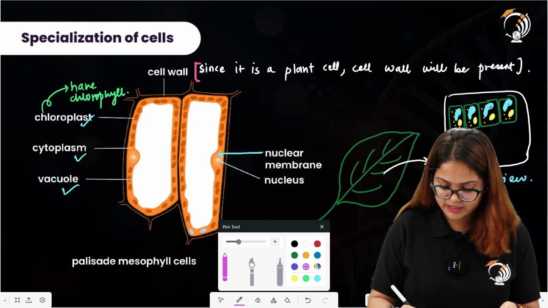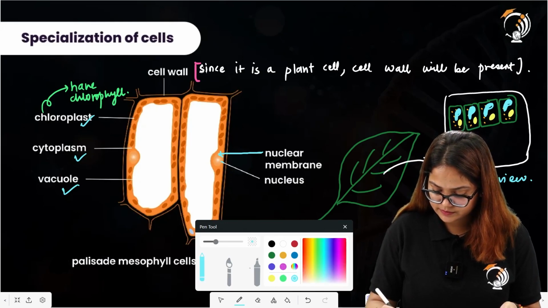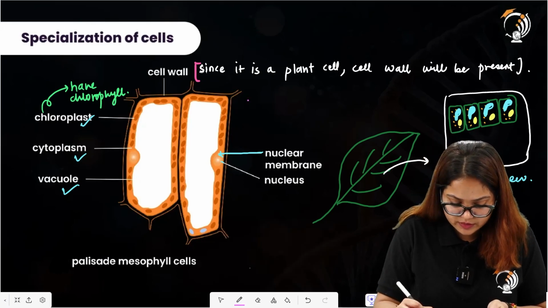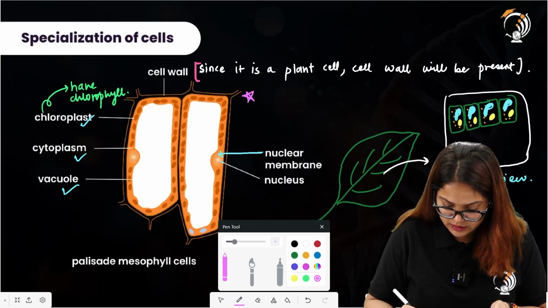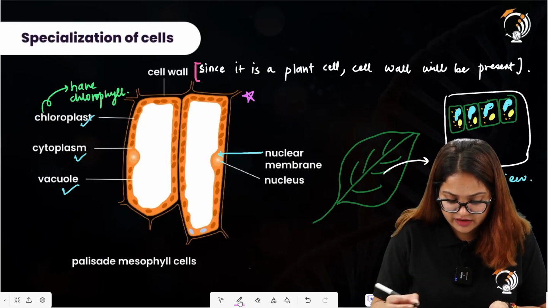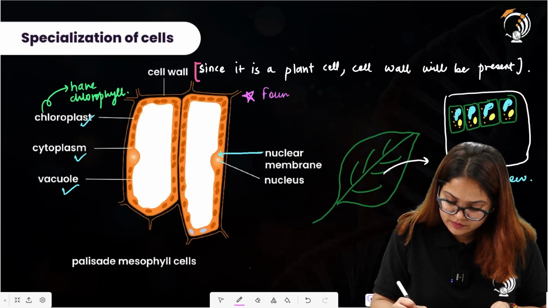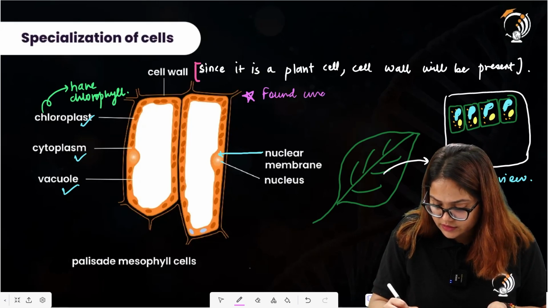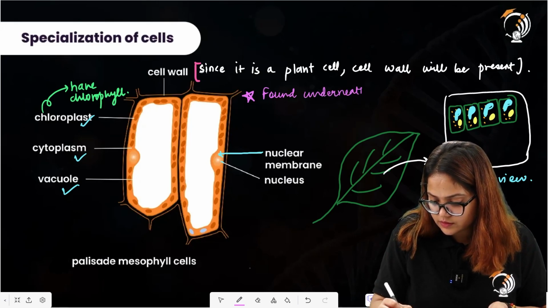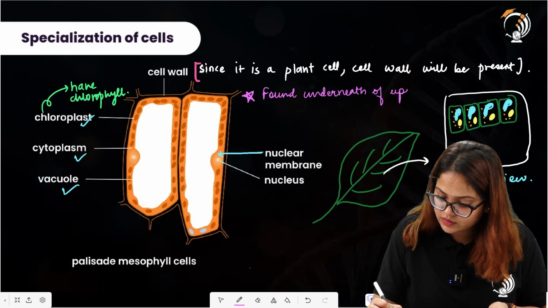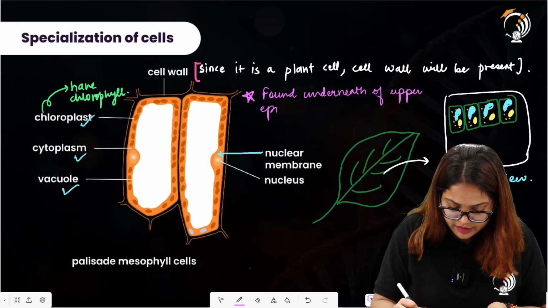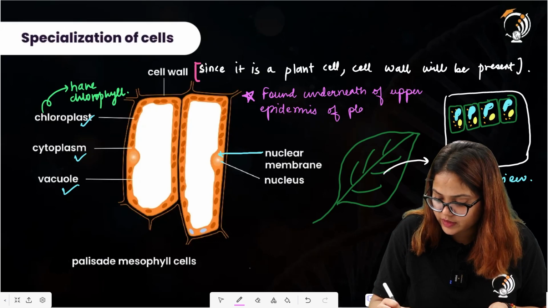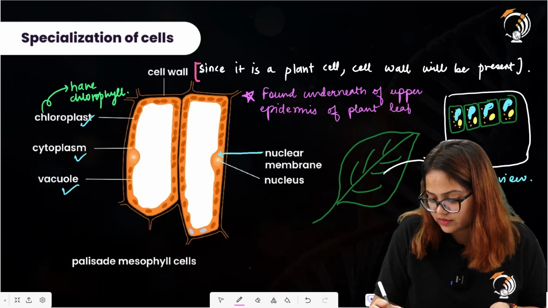I will utilize the space present over this region. Alright. So these cells are found underneath the upper epidermis of the plant leaf. All right.